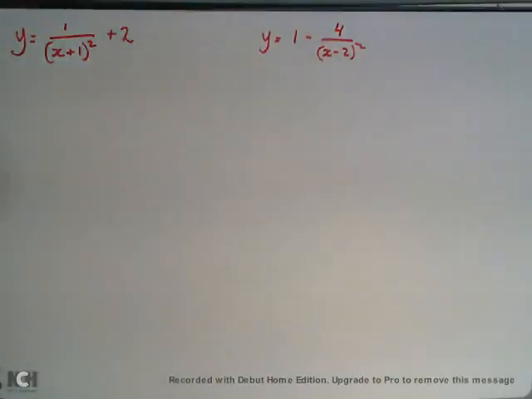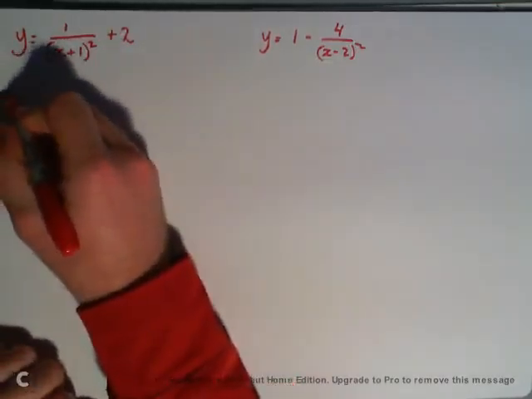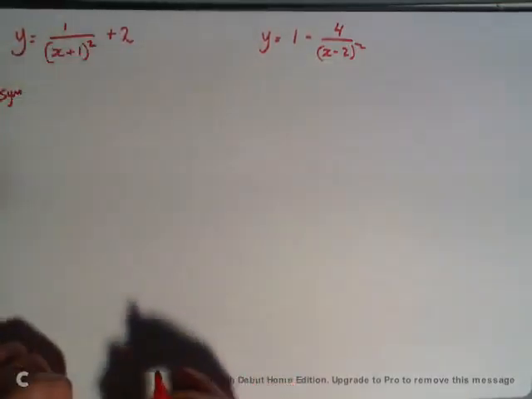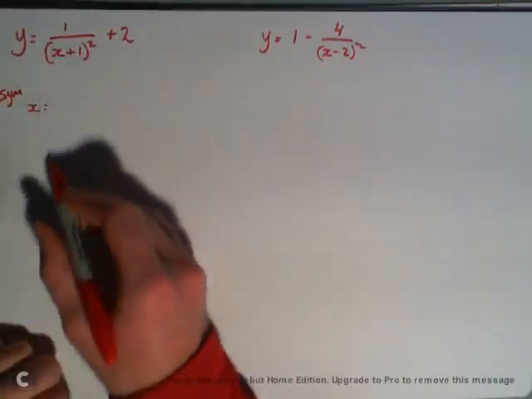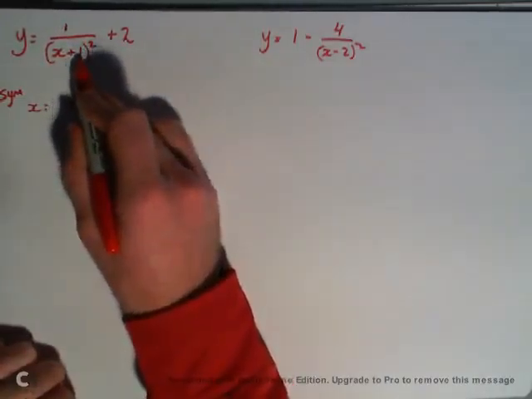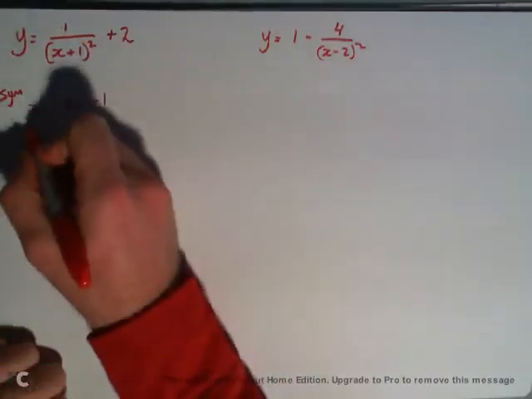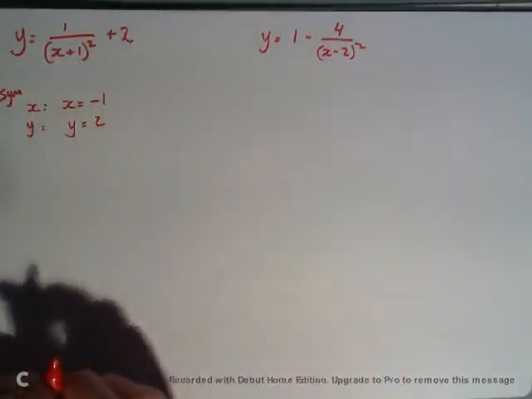Okay, in this video, we're just going to have a look at these two examples on the truncus. As I said in the previous video, it's a good thing to start with the asymptotes. So what's our x asymptote? Well, it's going to be x equals minus 1. We've moved it across. And for our y, we've moved it up 2, so it's going to be y equals 2.